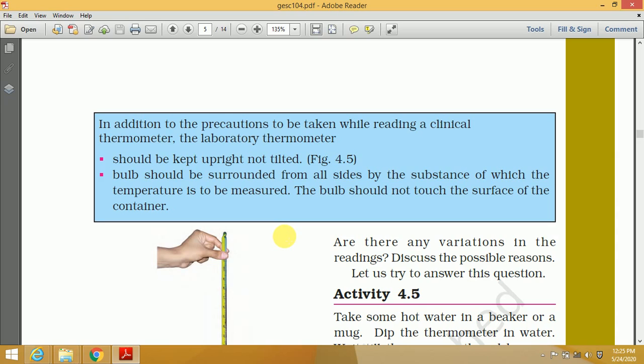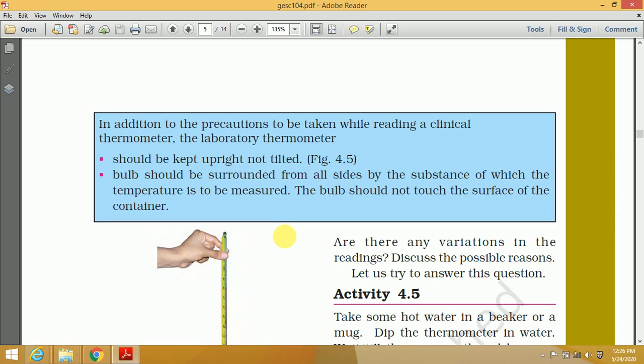But in a laboratory thermometer, there is no kink, so the mercury level falls by its own. And one more difference you can add here. You can take the reading of the clinical thermometer by taking the thermometer out of the mouth and holding it in your hand. But when we are using the laboratory thermometer, we need to take the reading when the thermometer is in contact with the object whose temperature we are measuring.